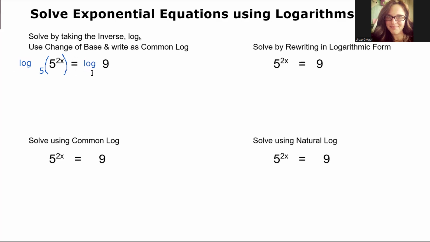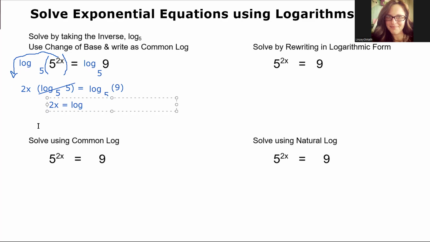Log base 5 of 9. Now we can use our power property of logarithms and bring down the exponent of 2x as a coefficient times log base 5 of 5. And that's equal to log base 5 of 9. And now log base 5 of 5 is 1. 5 to what power is 5? And you get 1. So we're left with 2x is equal to log base 5 of 9.